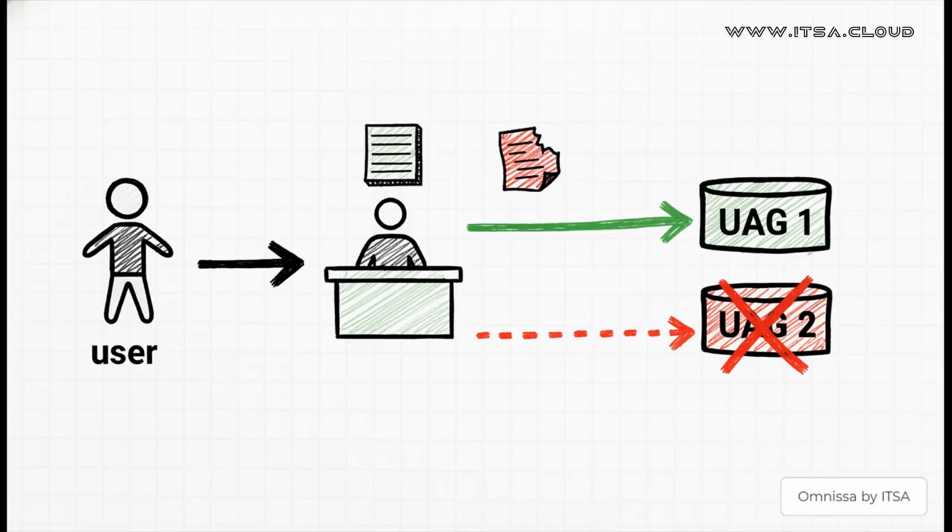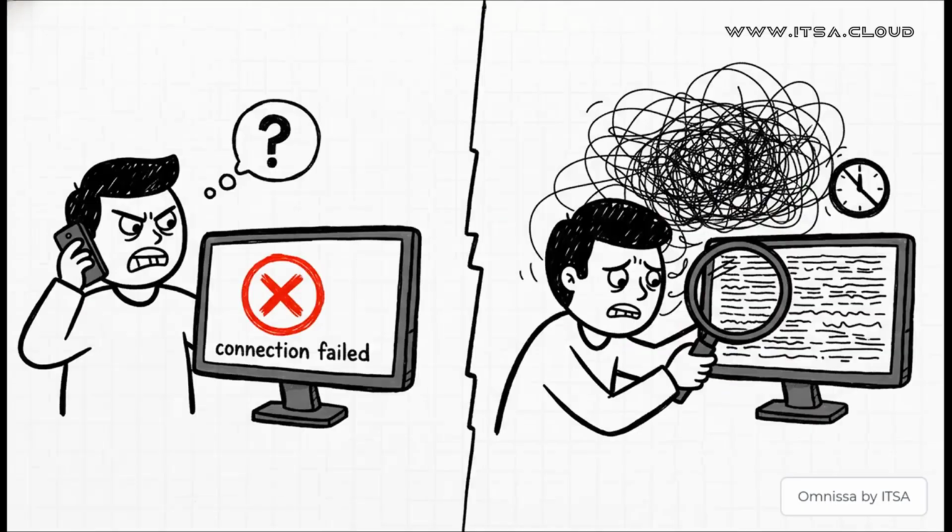But, what if that sticky note falls off? What if the user gets sent to a different UAG on their next attempt? Well, that new UAG has no idea who they are, and the connection just fails. And when that happens, chaos.